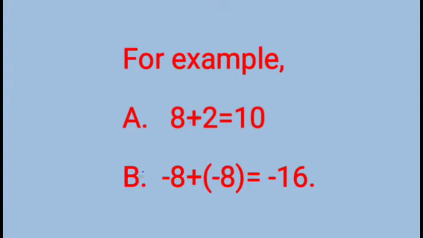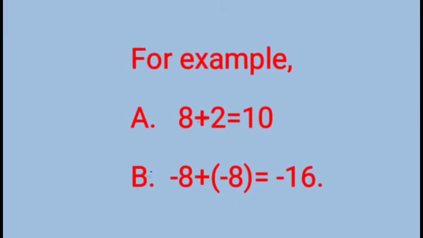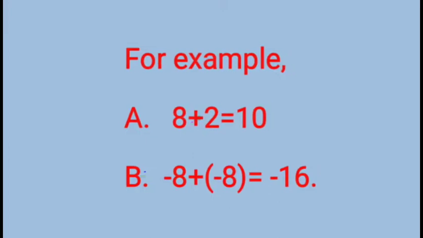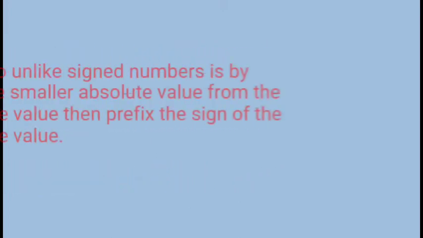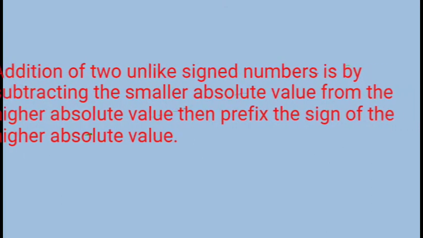This is also the same rule as applied to -8 plus -8, which is equal to -16. Take note that if an absolute value does not have a positive sign, it is understood as having a positive sign. Addition of two unlike signed numbers is by subtracting the smaller absolute value from the higher absolute value, then prefixing the sign of the higher absolute value.